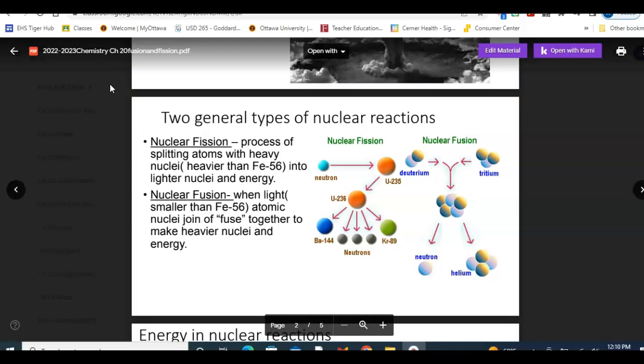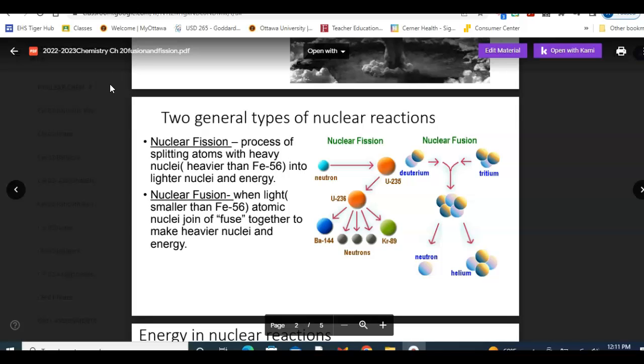Let's talk a little bit about fission and fusion. So these are, like it says, two general types of nuclear reactions. Again, this is happening inside of the nucleus, hence nuclear. Fission is the process of splitting a very unstable, heavy nucleus into some smaller nuclei, and in turn, energy being released. Nuclear fusion is taking smaller, lighter atomic nuclei and putting them together to make a heavier nucleus and lots of energy. So nuclear fusion releases a lot more energy than nuclear fission.